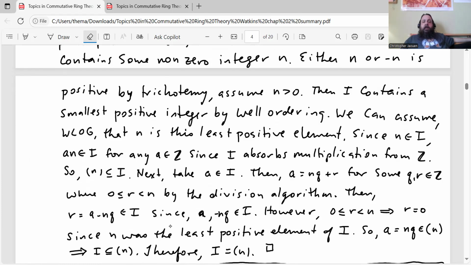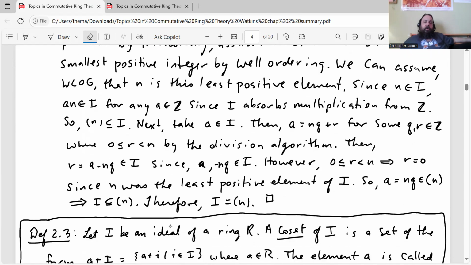Next, take a in I, then a equals nq plus r for some q, r in Z, where r is greater than or equal to 0, less than n. That's by the division algorithm. Then r equals a minus nq. So r is an element of I, since a and negative nq are elements of I, and I is closed under addition. However, r greater than or equal to 0, less than n implies that r has to be 0 since n was the least positive element of I. So a is a multiple of n. So it's an element of the principal ideal, which means that I is a subset of the principal ideal generated by n. So the two ideals are actually the same ideal.